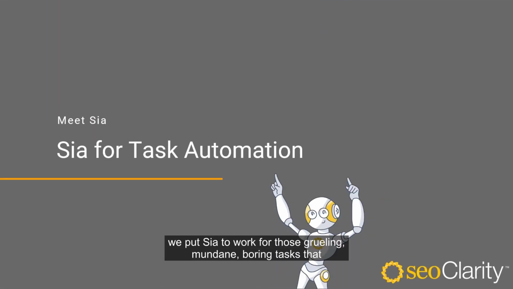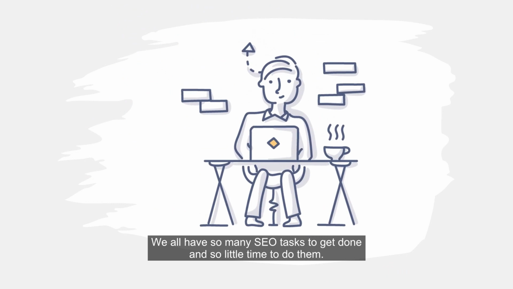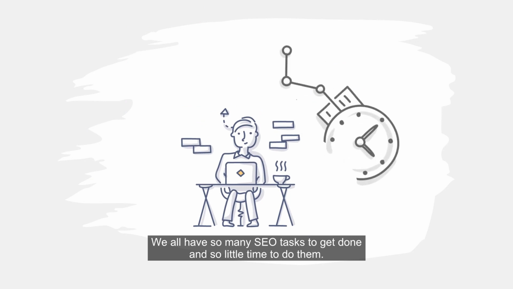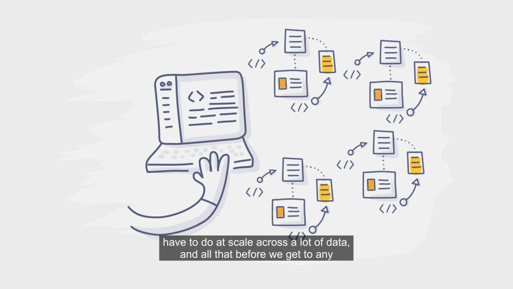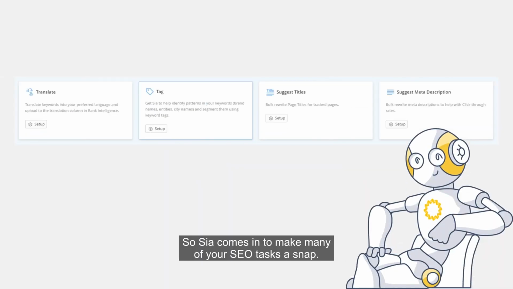And now finally, we put Sia to work for those grueling, mundane, boring tasks that everybody has to do in SEO, but they're so essential to get done. They're hard to do because many of them have to be done at great scale and with care. We all have so many SEO tasks to get done and so little time to do them. Then there are those bulk tasks that we have to do at scale across a lot of data. And all that before we get to any of the deeper SEO work we want to do. We need help. So Sia comes in to make many of your SEO tasks a snap.